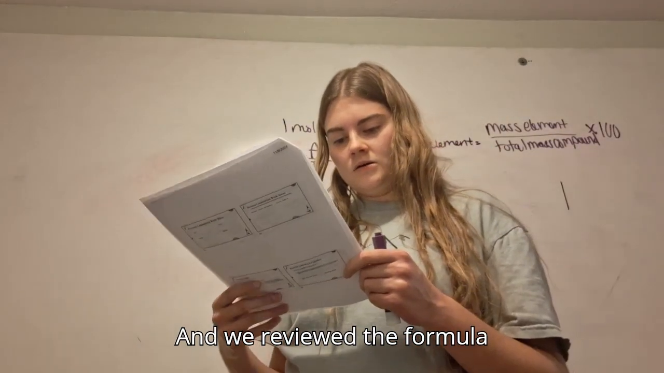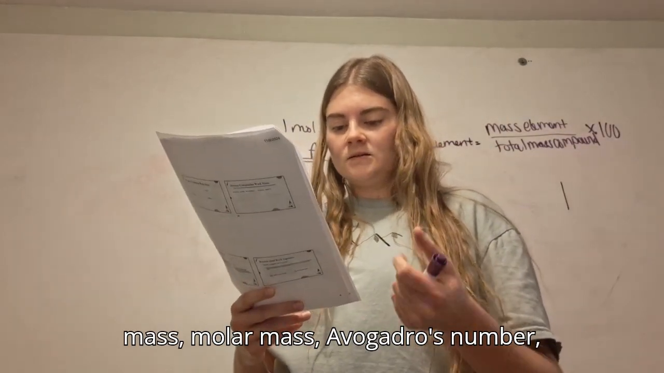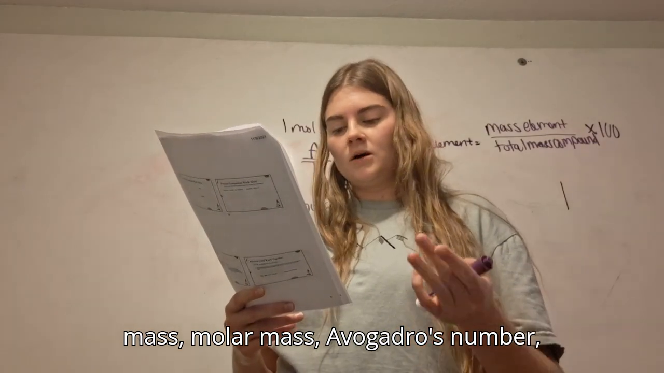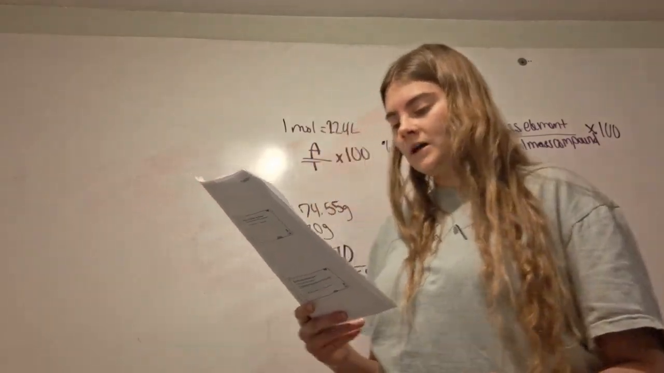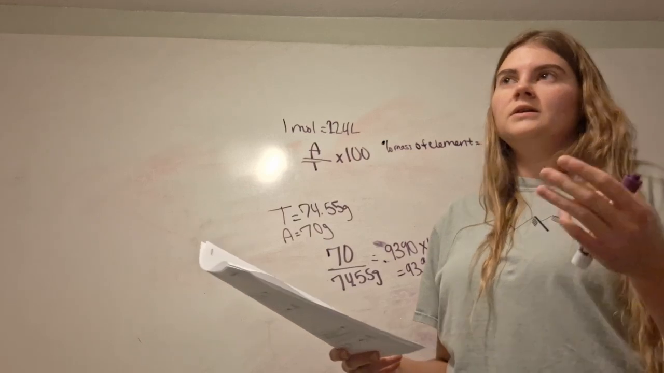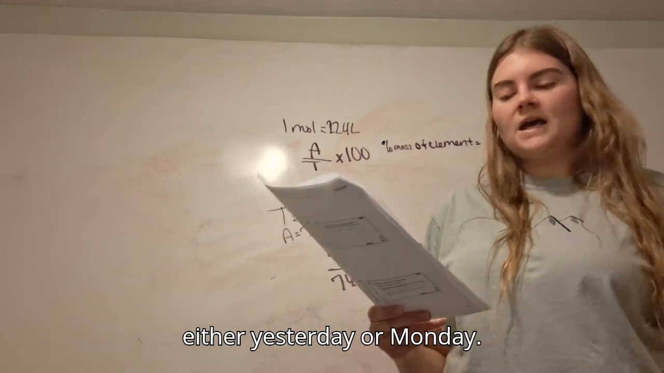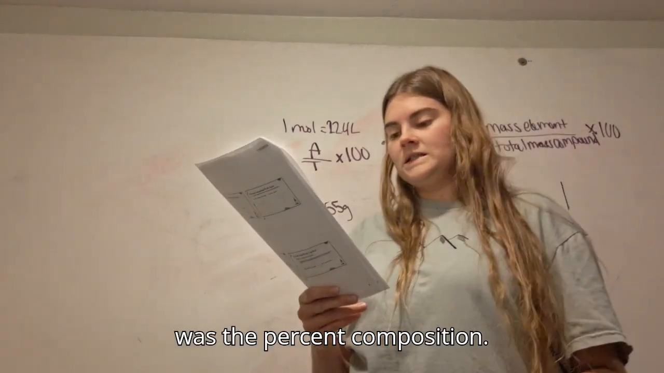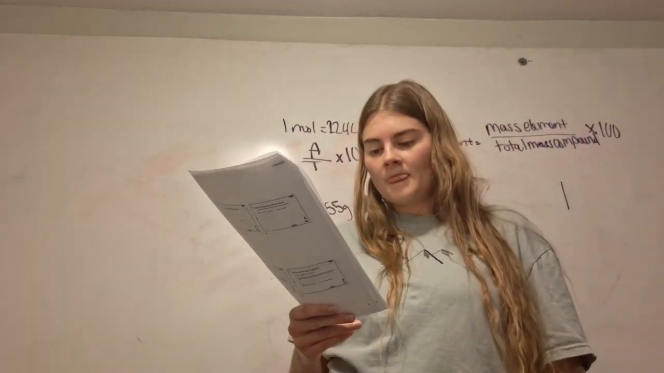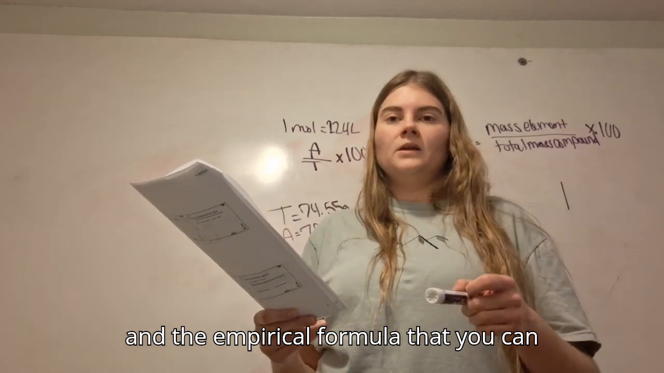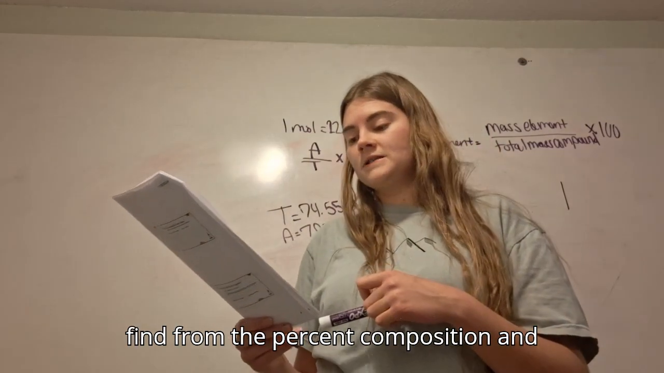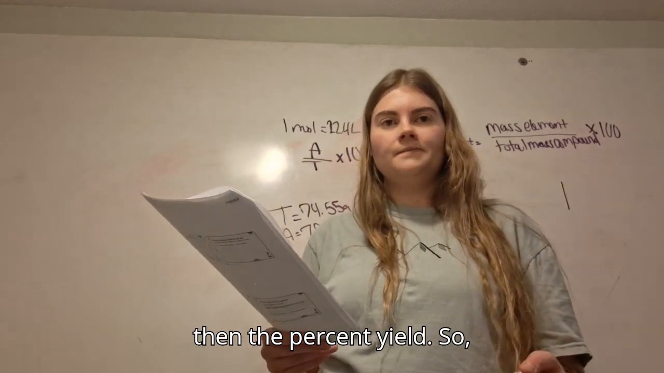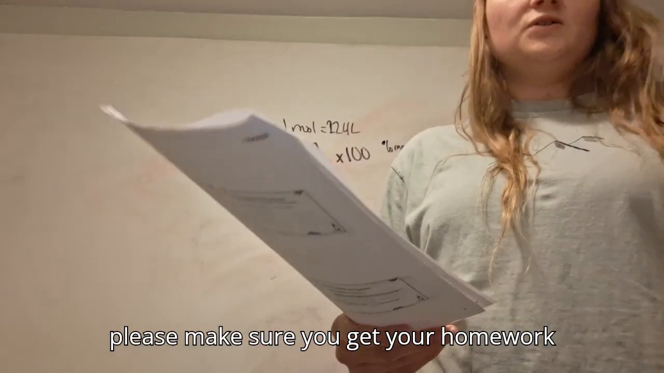We reviewed the formula mass, molar mass, Avogadro's number, the mole, and the empirical formula, which is all stuff that we went over either yesterday or Monday. And then the new content that we covered was the percent composition and the empirical formula that you can find from the percent composition, and then the percent yield. So please make sure you get your homework done.